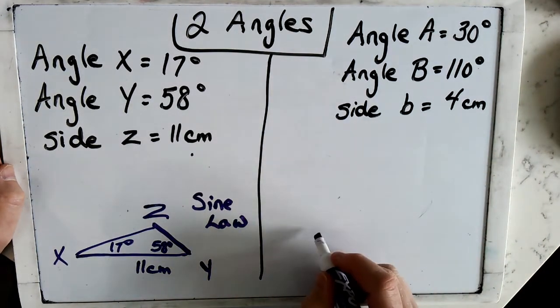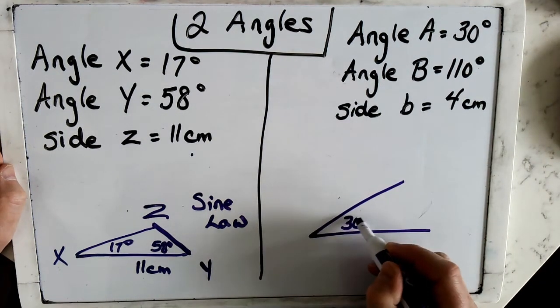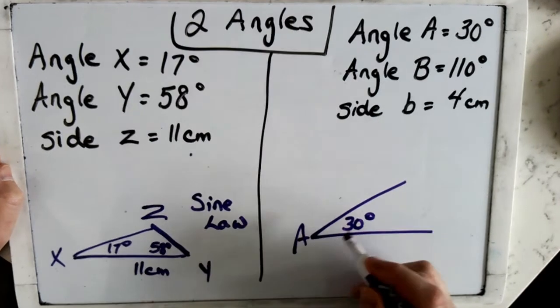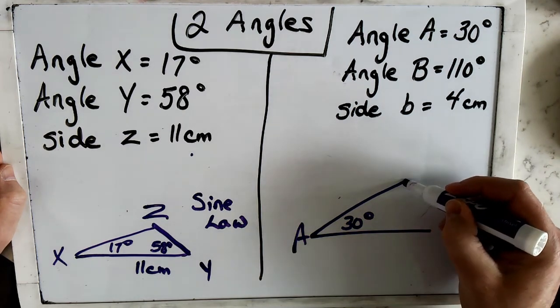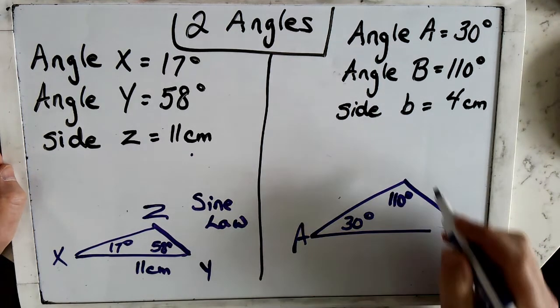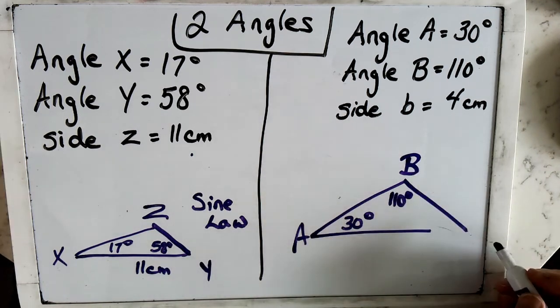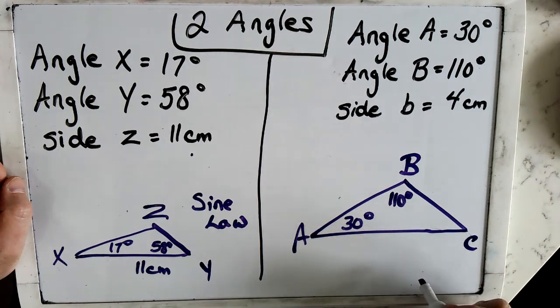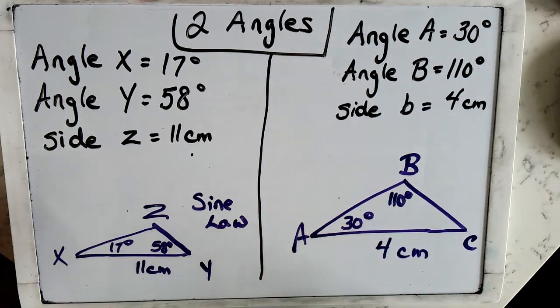This one here, same thing. Start with a horizontal line. Angle 30 is a small angle, and that's angle A. Angle B can go either spot. I'm going to put it on this side because I know angle B is 110, and it's just easier to draw the triangle. Again, it could go either spot. So if this is A, this is B, we'll put C over there. And it says side B is 4 centimeters. There we go. We've got the two angles and the side. Always start with a horizontal line, put in the first angle, and then just work from there.